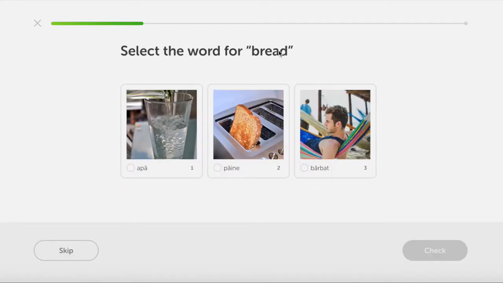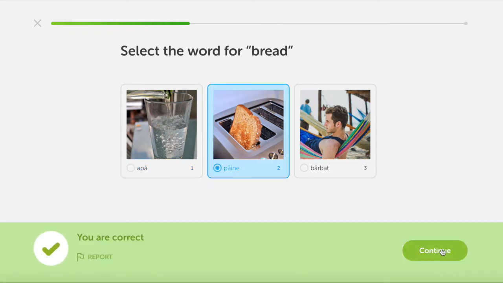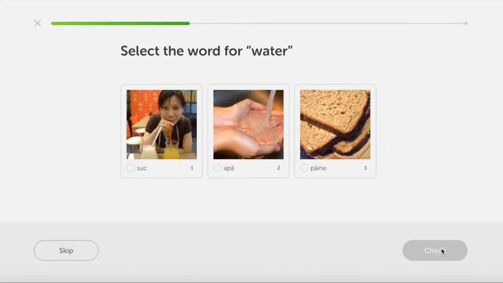Let's continue. Select the word for bread. In the first image we have apă. The second one, pâine. Third one, bărbat. Bărbat means man. Pâine means bread. Apă means water. Bread, pâine. Let's check. Correct.